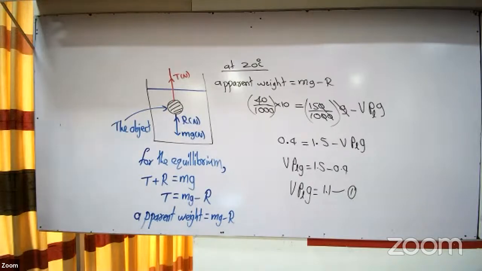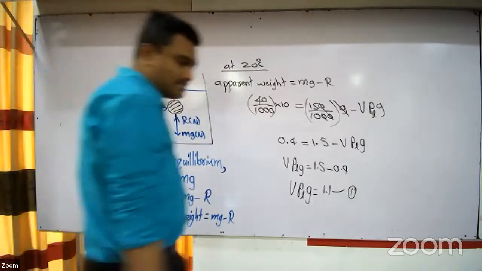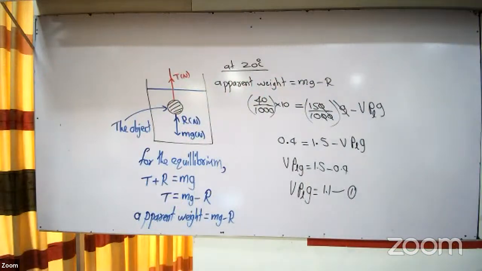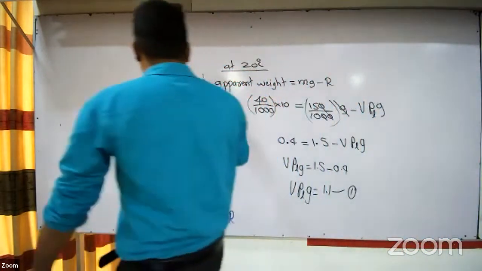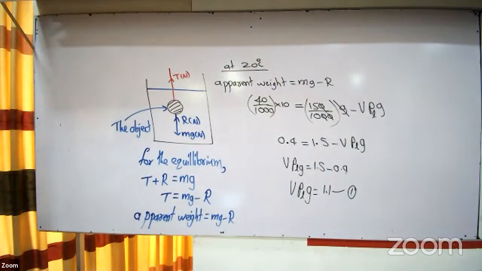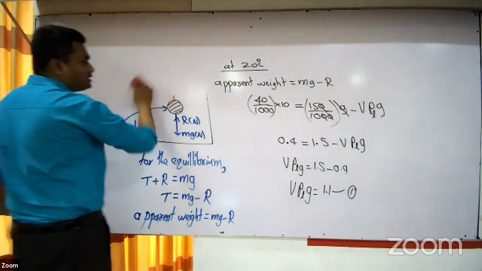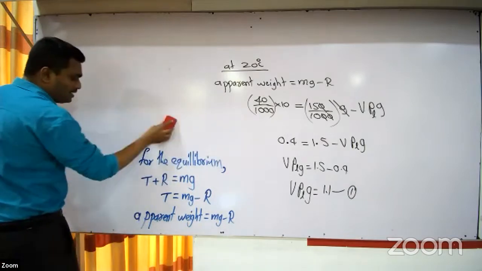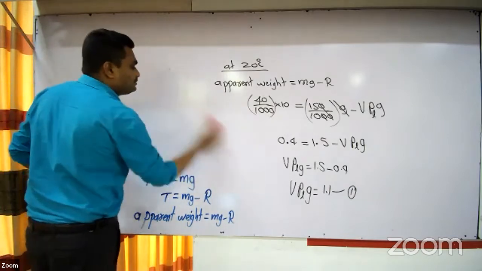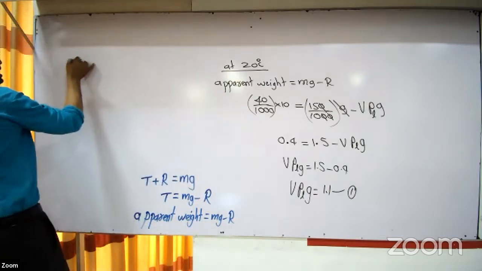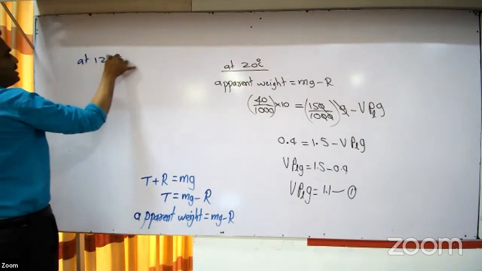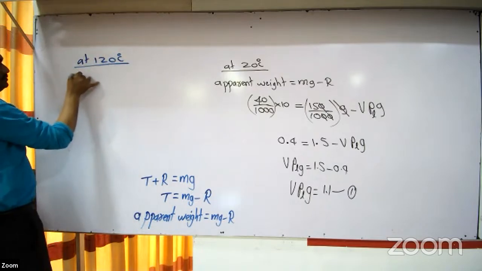So let's do the same thing at what is the next temperature that they have given us? 150 degrees Celsius. So 120 degrees Celsius. So let's do the same thing at 120 degrees Celsius.